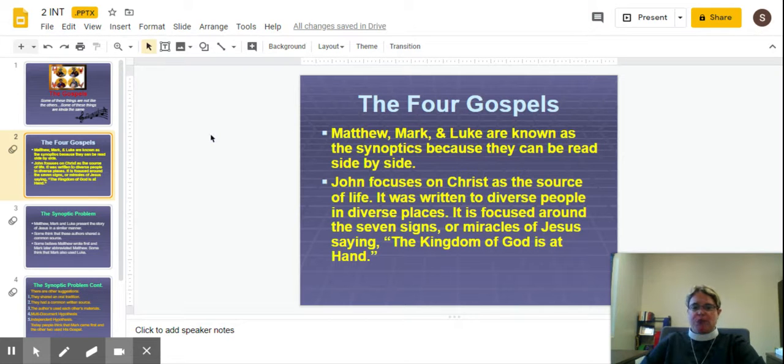The four Gospels. So we've got Matthew, Mark, Luke, and John. Matthew, Mark, and Luke are known as the Synoptics because they can be read side by side. So that's what synoptics means. John is kind of in a different category. He focuses on Christ as the source of life. The Gospel of John was written to diverse people in diverse places, and it's focused around the seven signs or the seven miracles of Jesus. And they all begin with something that says, "The kingdom of God is at hand."